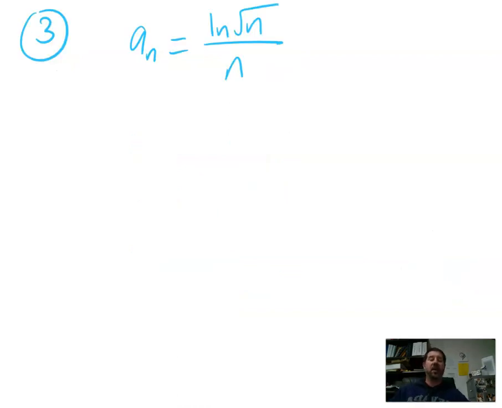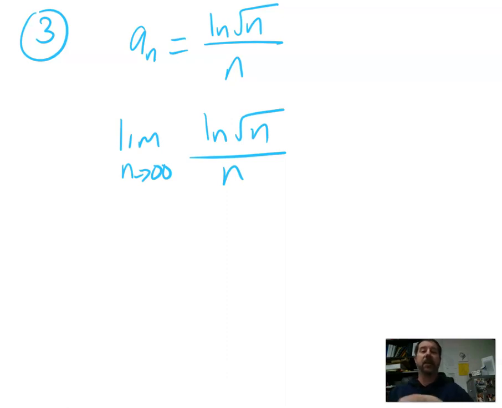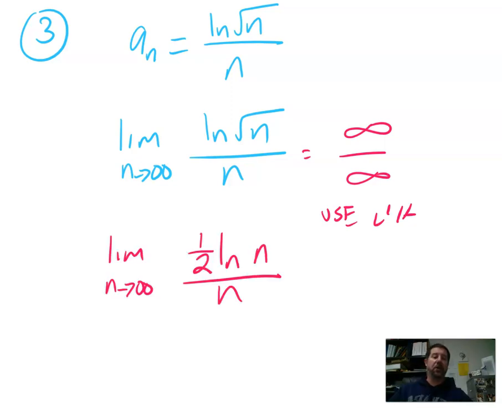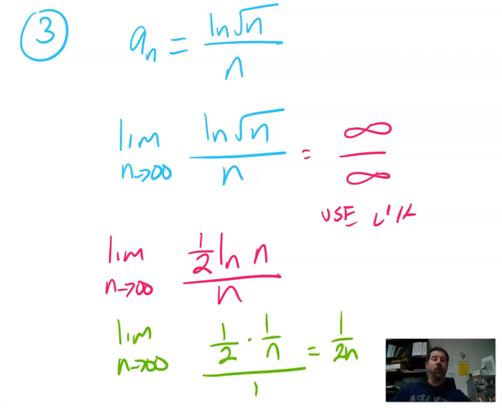Okay, one more of these. What is this sequence going to converge to? Taking the limit as n goes to infinity, and then we're going to be a little lazy here with our notation, but ln of infinity over infinity is infinity over infinity, so use L'Hopital's. Before I use L'Hopital's, I would rewrite the top, making the square root an exponent and pulling it out in front using log rules. This will make my derivative life a little bit easier. And then I get, when I take the derivative of the top and the bottom, 1/2 times 1 over n over 1, or 1 over 2n, and now this is going to go to 0.